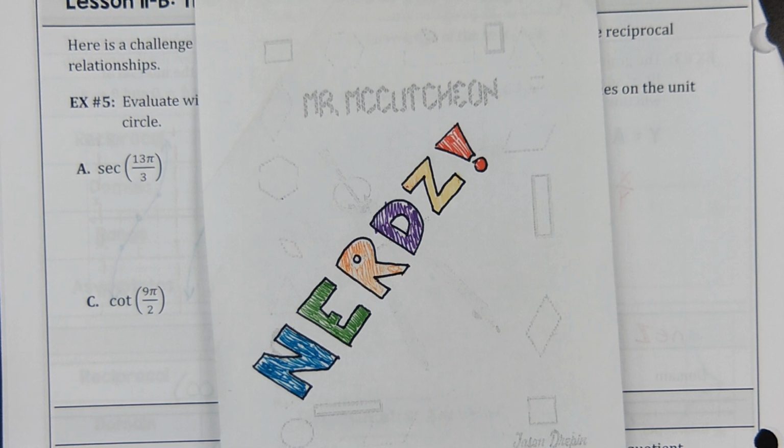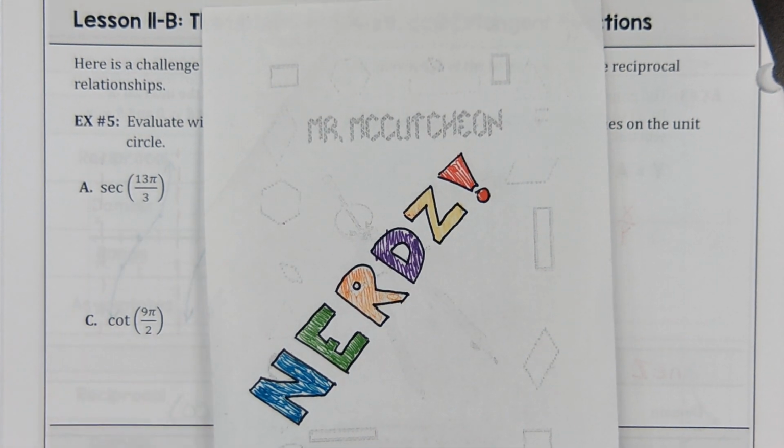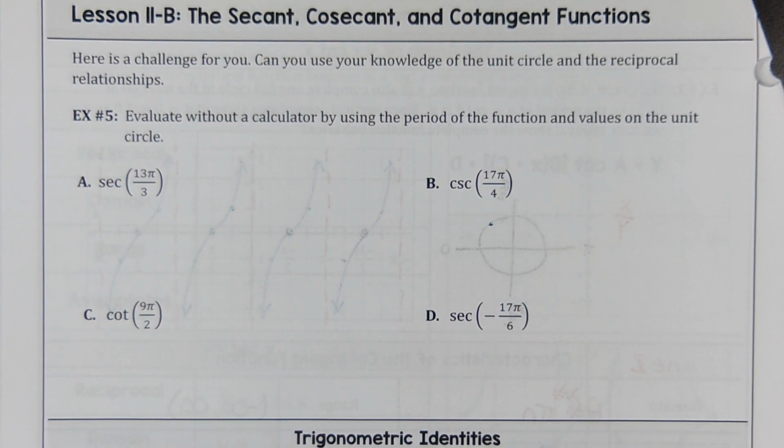Welcome back, everyone. Today we are going to finish up Unit 3.11, which is all about the reciprocal trig functions: secant, cosecant, and cotangent.